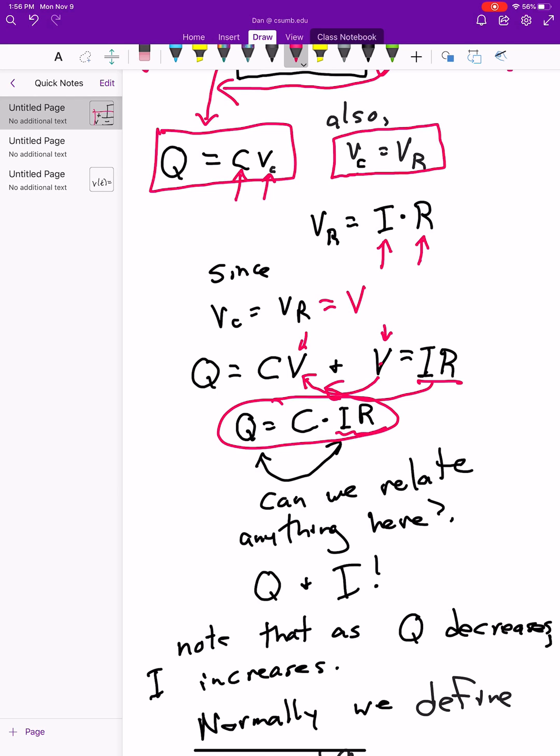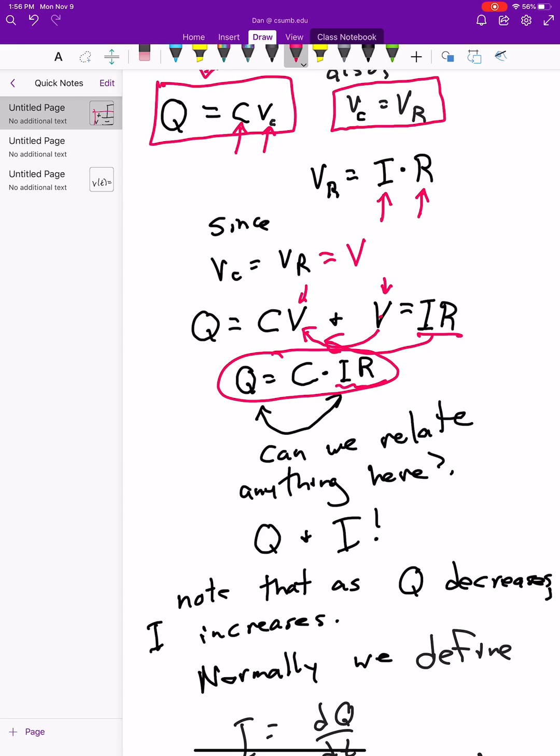Now the question is, okay, that's a nice looking equation, but is there anything we can relate on the left side of the equation and on the right side of the equation? Well, for the purposes of this problem, R and C are both constants. R is the value of the resistance, remember, and C is the value of the capacitance. However, the Q, the charge on the capacitor, at any time is related to the current through the resistor.